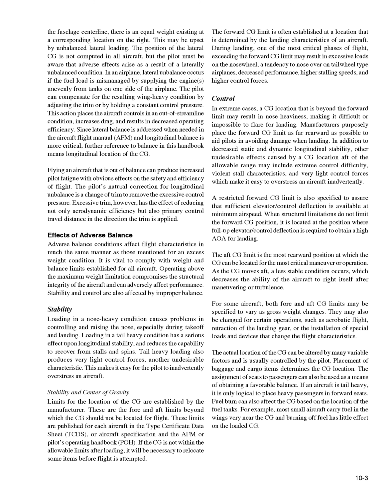The forward CG limit is often established at a location that is determined by the landing characteristics of an aircraft. During landing, one of the most critical phases of flight, exceeding the forward CG limit may result in excessive loads on the nose wheel, a tendency to nose over on tailwheel type airplanes, decreased performance, higher stalling speeds, and higher control forces. In extreme cases, a CG location that is beyond the forward limit may result in nose heaviness, making it difficult or impossible to flare for landing. Manufacturers purposely place the forward CG limit as far rearward as possible to aid pilots in avoiding damage when landing.